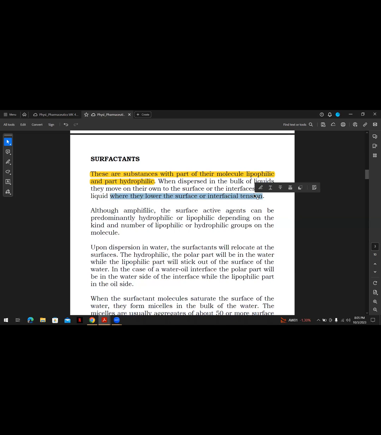Although amphiphilic, the surface active agents can be predominantly hydrophilic or lipophilic, depending on the kind and number of groups on the molecule. So obviously, if the molecule has more lipophilic groups, it's going to move more to the lipophilic part. And if it has more hydrophilic groups, then automatically more of it will move to the hydrophilic part. So upon dispersion in water, surfactants relocate to the surfaces. The hydrophilic, which is the polar part, will be in the water, and the lipophilic part will stick out of the surface of the water. The lipophilic part cannot enter the hydrophilic part because they are polar opposites.